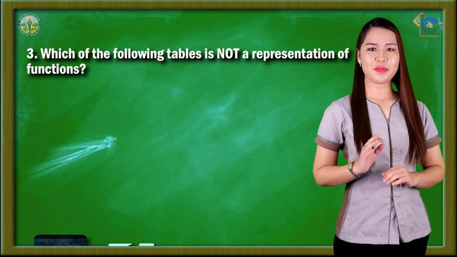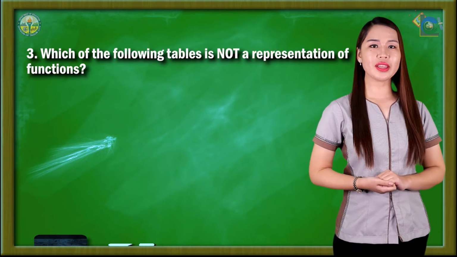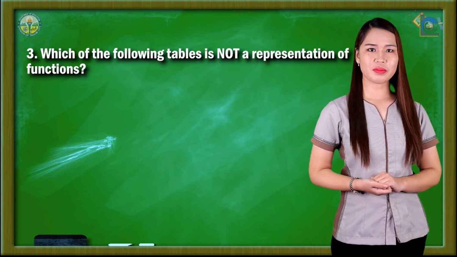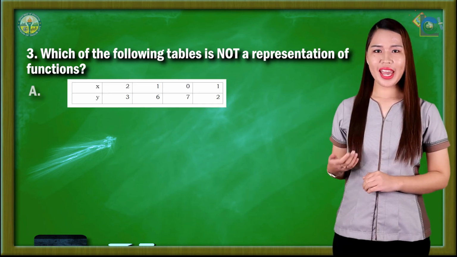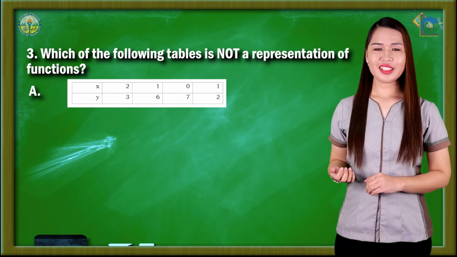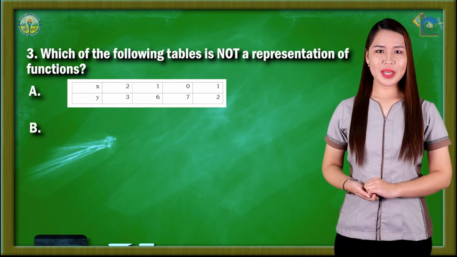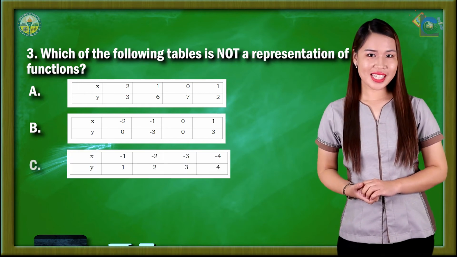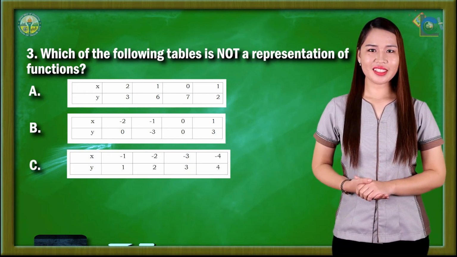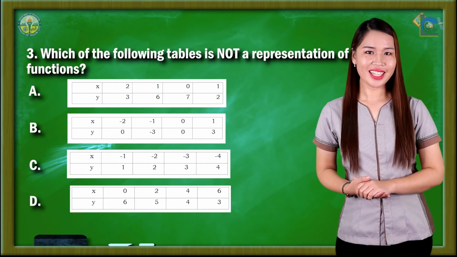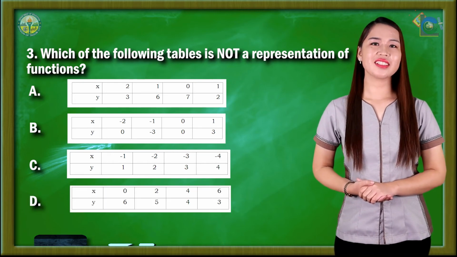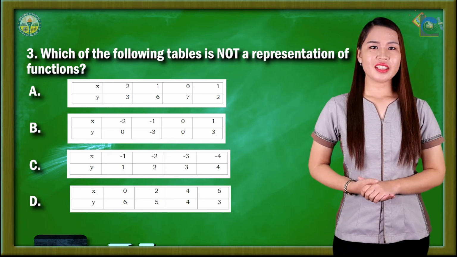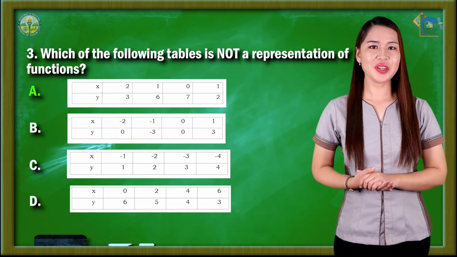Item number 3. Which of the following tables is not a representation of function? Table A, Table B, Table C, Table D. The correct answer is letter A.